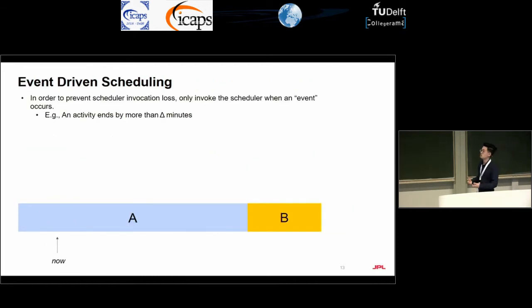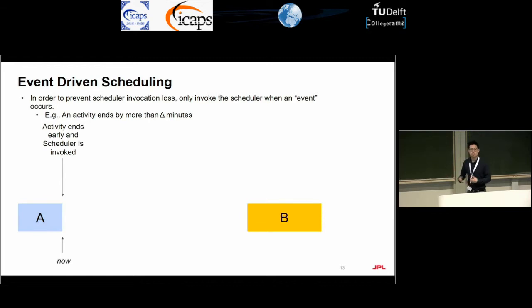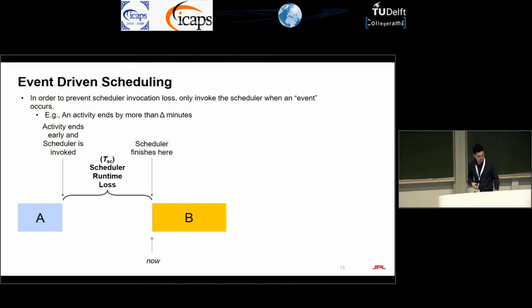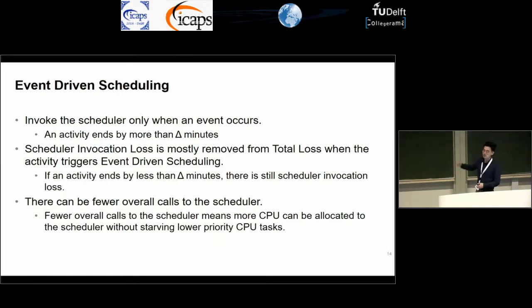So the second approach we tried was event-driven scheduling. And in this approach, you only invoke the scheduler when an event occurs. So you can see here that A ended early, and for us, that's an event. And the scheduler is able to invoke with that information in mind. As a result, it's able to move B up while it's scheduling, and now you're only left with this scheduler runtime loss. And so like I said, our events are activities ending more than delta minutes early. And we're really able to eliminate most of the scheduler invocation loss with event-driven scheduling. But there are some cases where you're not able to, and I'll talk about that in the next slide.